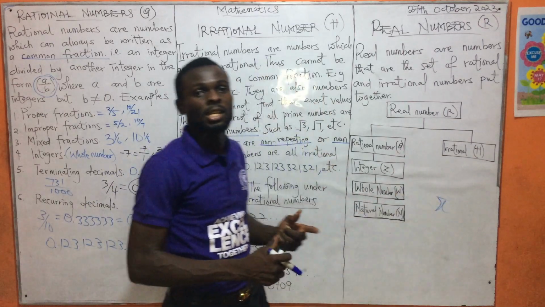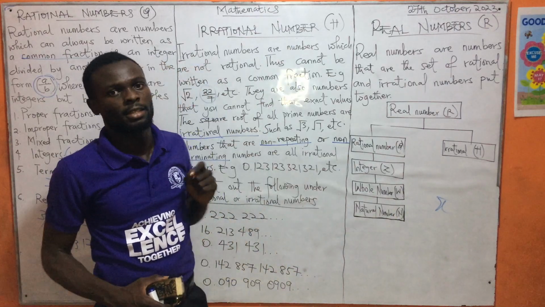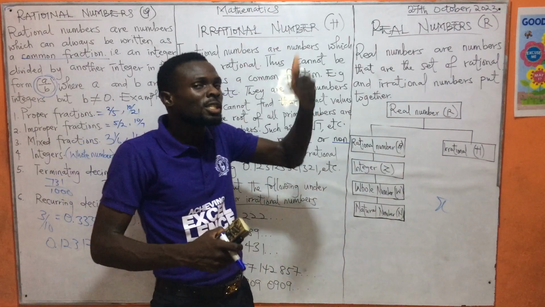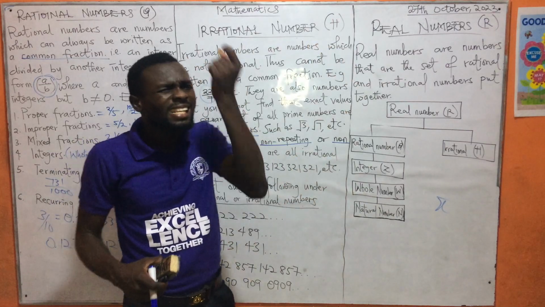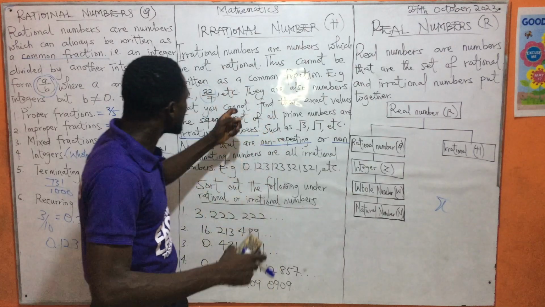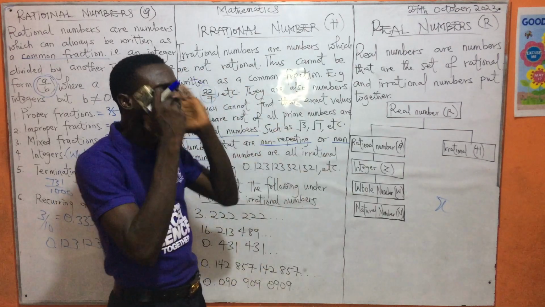Pi has been estimated or approximated to be 22/7. That means we don't know the exact value. So there are also numbers whose exact values you cannot find.